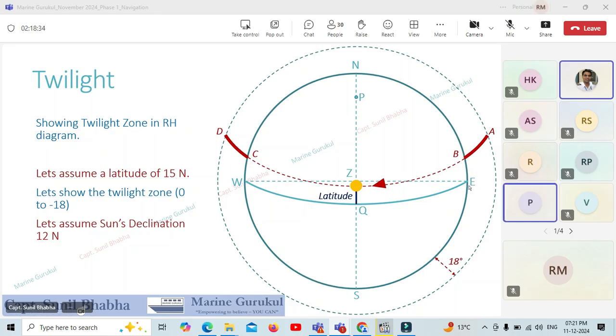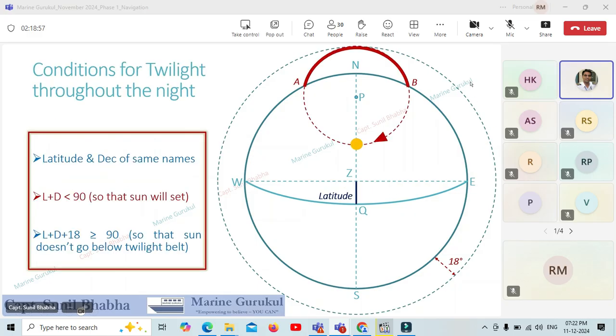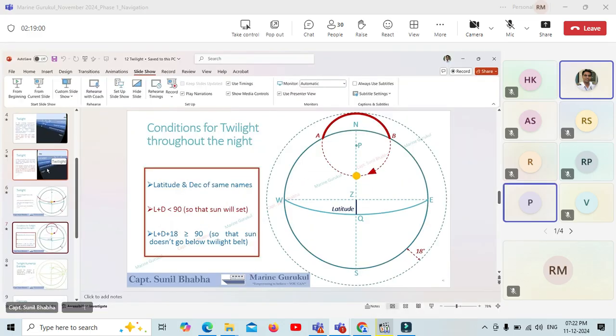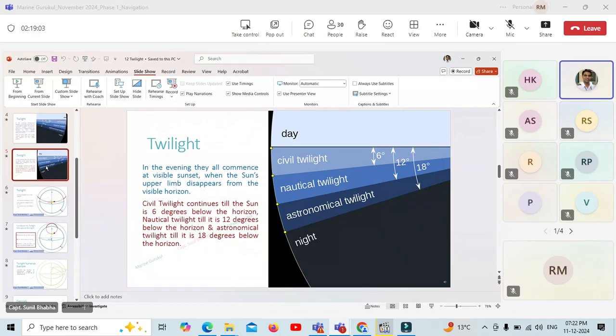Sir, for calculation during sunset, the civil twilight duration commencement starts from sunset time, which is just the opposite of sunrise. Okay, beta, let me show you the diagram. You are talking about the sunset, na? Yes, sir. Okay, see here, beta. All the three twilights commence at sunset.